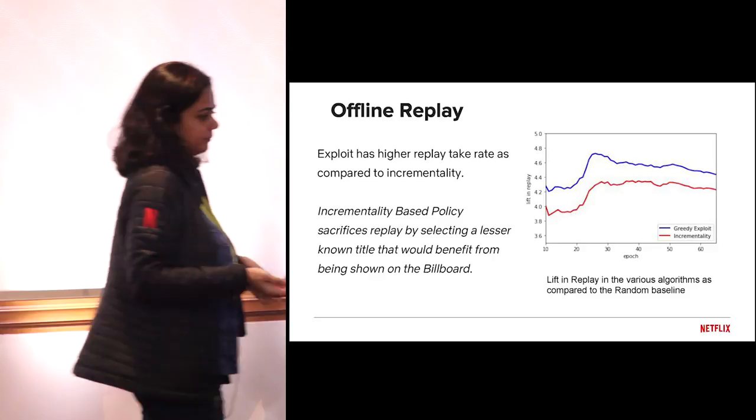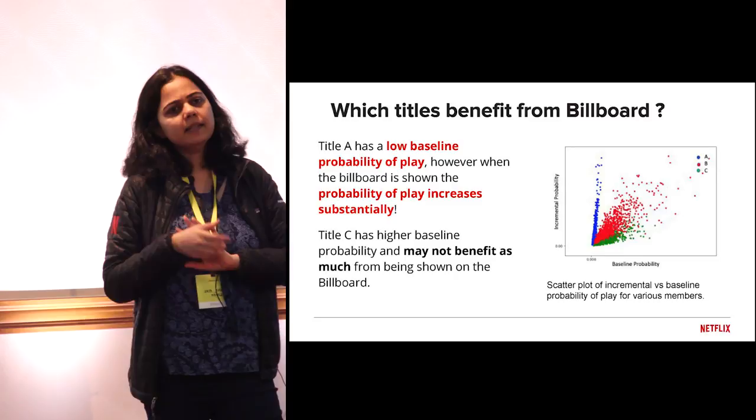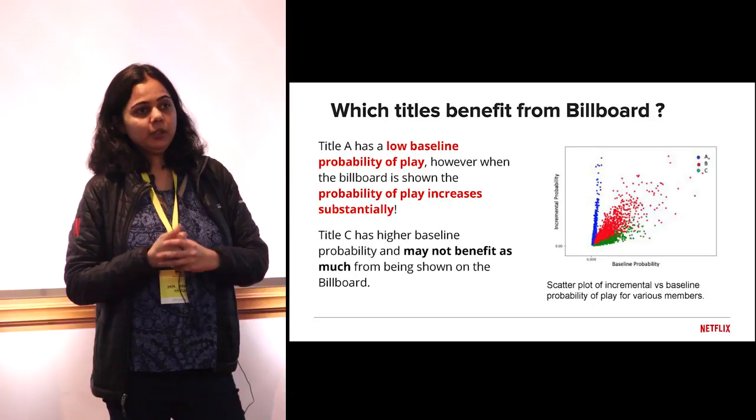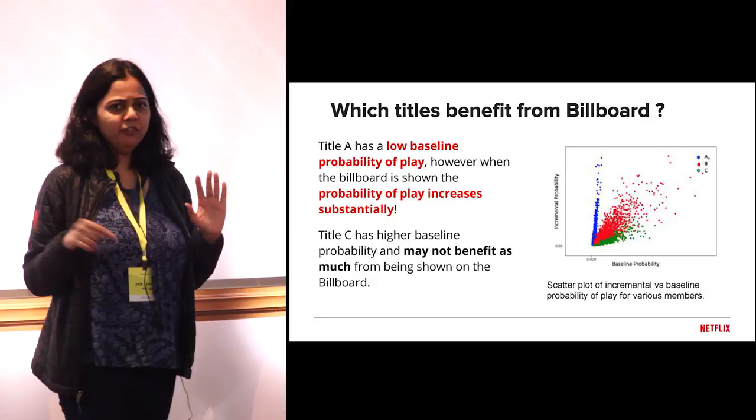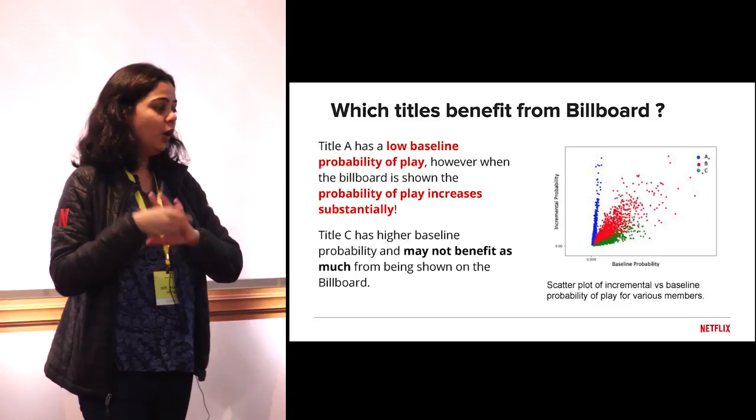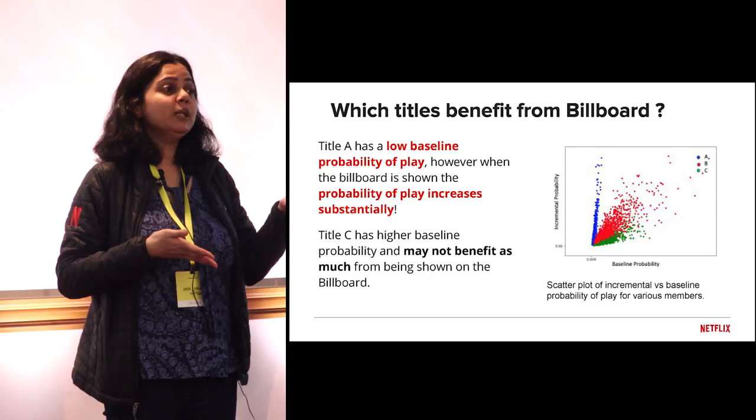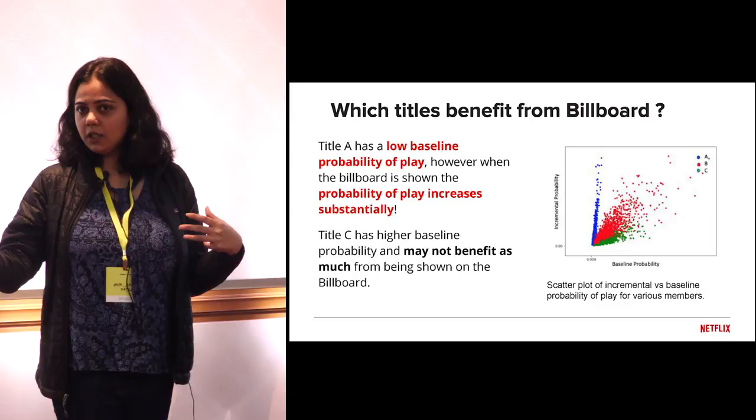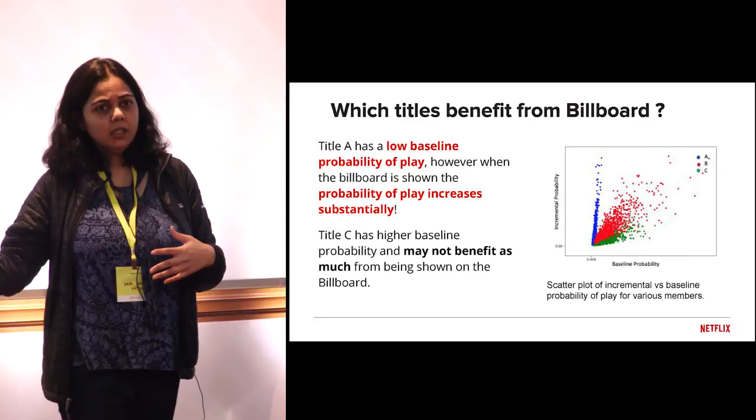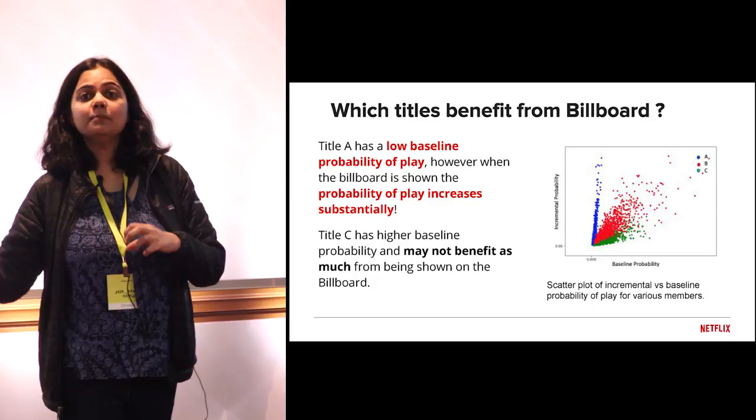So let's take a deeper look at this and try to understand which titles would actually benefit from being shown on the billboard. The figure over here shows a scatter plot between the baseline probability of play and the incremental probability of play. Here, we see that title A, represented by the blue dots, has a very low baseline probability of play. But when we show it on the billboard, its incremental probability of play is very high, which means that this title would definitely benefit by being shown on the billboard. On the other hand is title C, represented by the green dots, which already has a very high baseline probability of play. So it's probably a very popular title. Because of that, it doesn't benefit as much by being shown on the billboard, and hence its incremental probability of play is not that high.